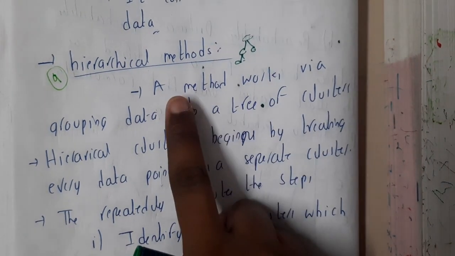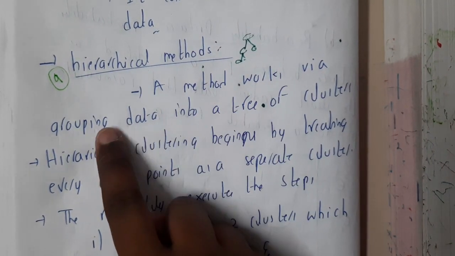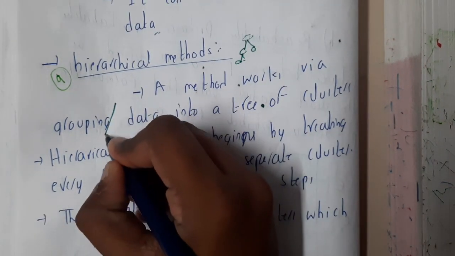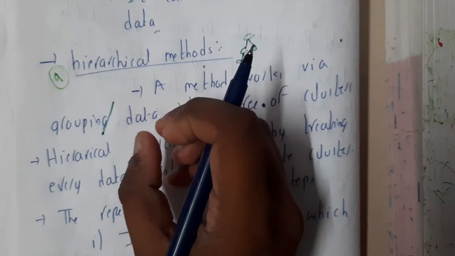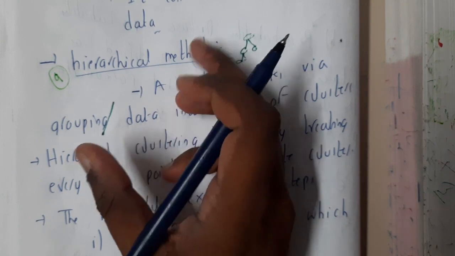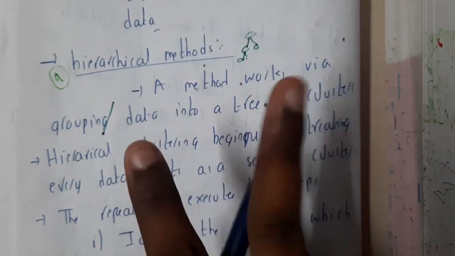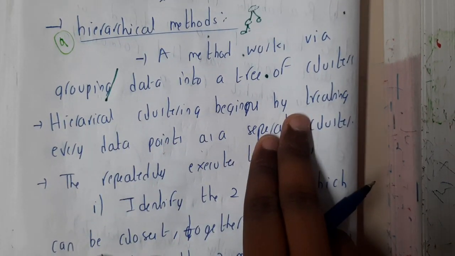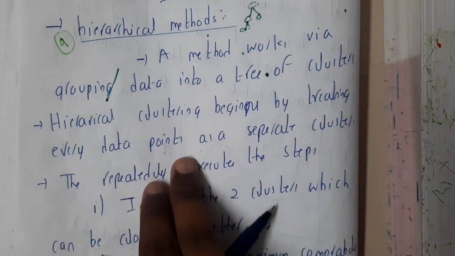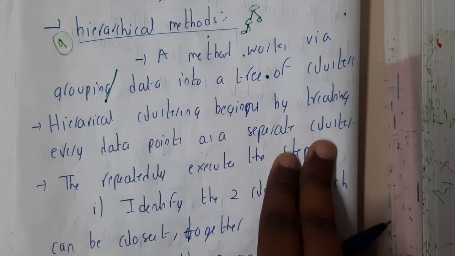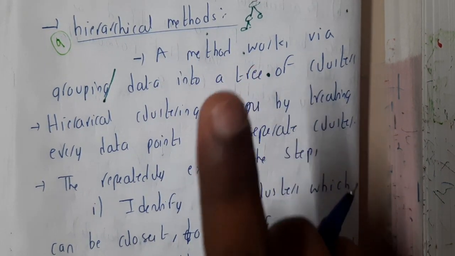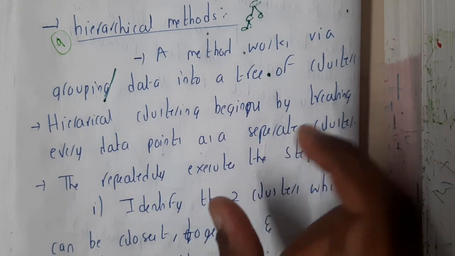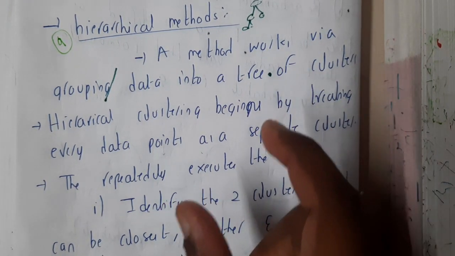The method works via grouping data into trees. So here you can say grouping or breaking also. Basically it might group data, or it might break a huge data set into small data. Both will be there, of the cluster. Hierarchical clustering begins by treating each data point as a separate cluster. So here we will be starting with a single cluster and making it into multiple clusters, or we'll be starting with multiple clusters and making it into a big single cluster.